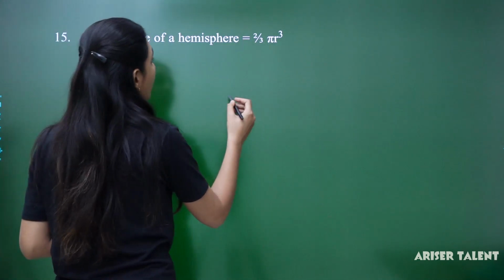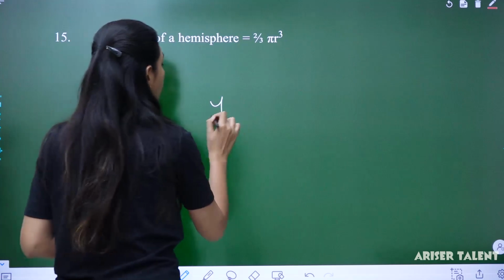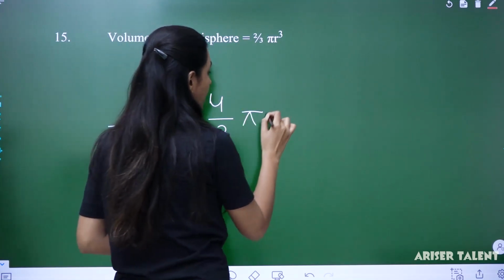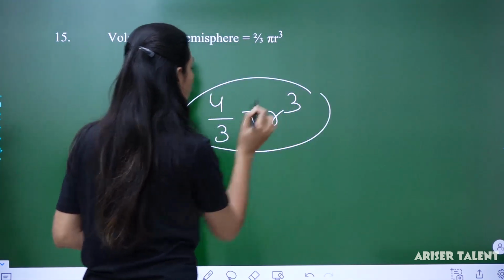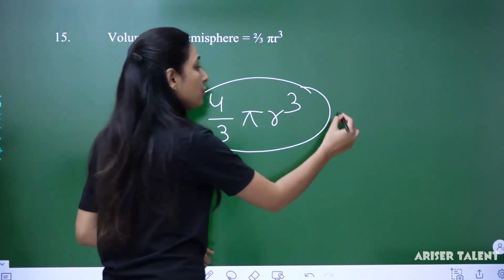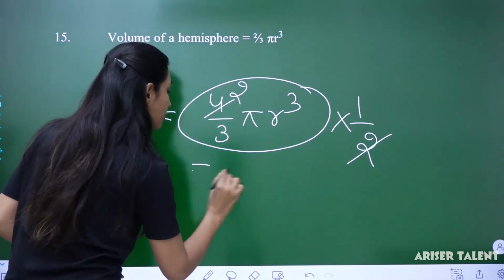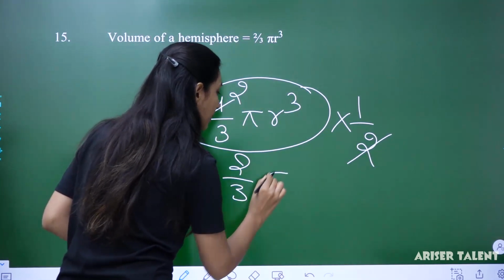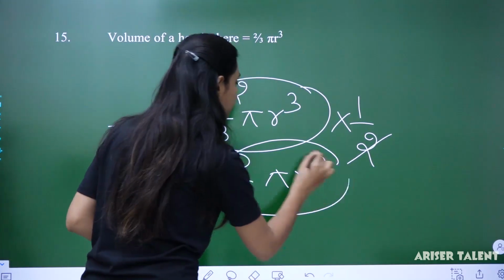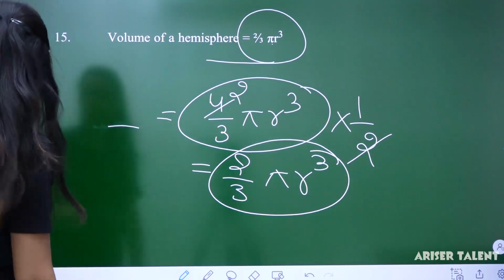Okay, now volume of hemisphere. 4/3 pi r cube was the formula for the sphere. For hemisphere, we are just going to halve it, and that's going to be 2/3 pi r cube. Here it is.